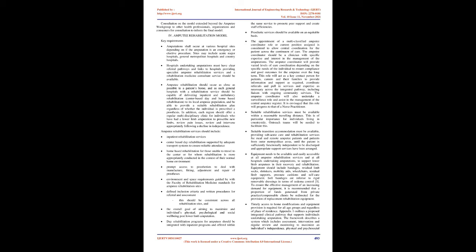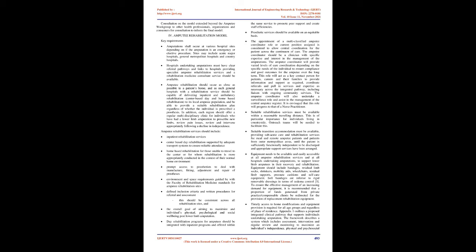Amputations shall occur at various hospital sites depending on if the amputation is an emergency or elective procedure. Sites may include acute major hospitals, general metropolitan hospitals and country hospitals. Hospitals undertaking amputations must have clear referral pathways and links to hospitals providing specialist amputee rehabilitation services, and a rehabilitation medicine consultant service should be available.